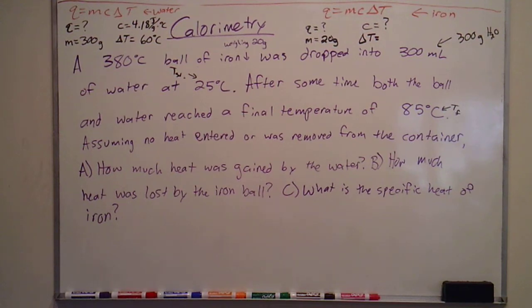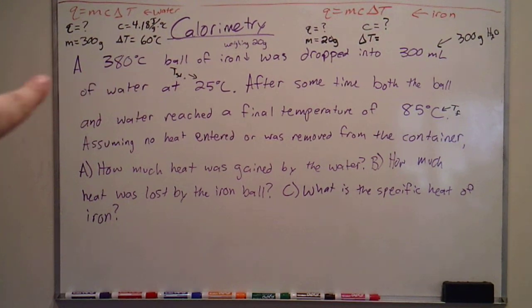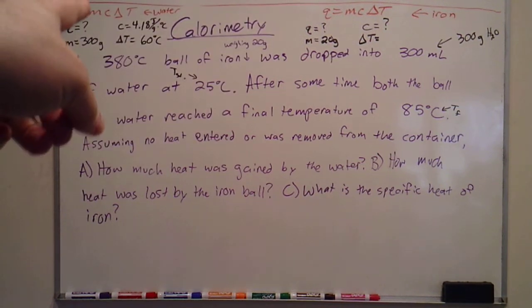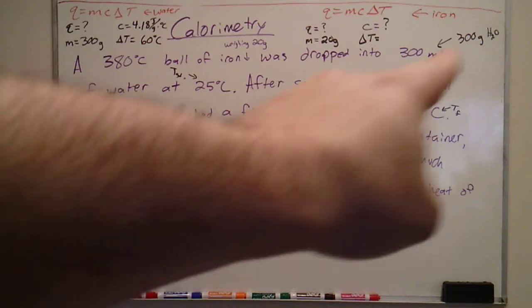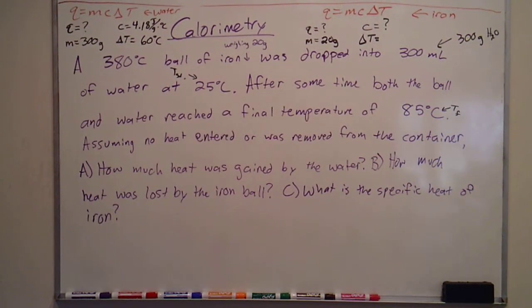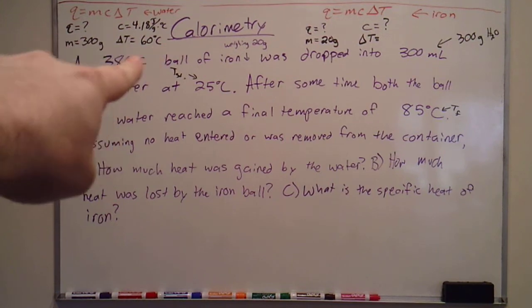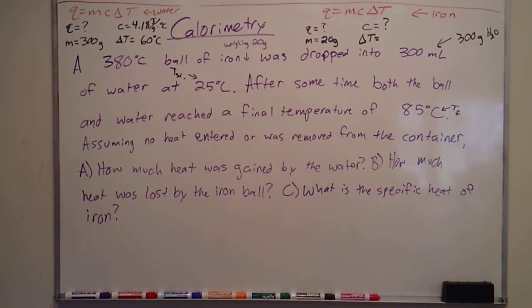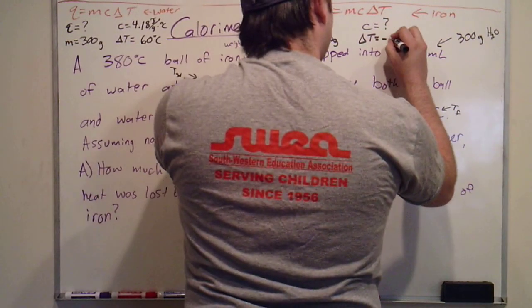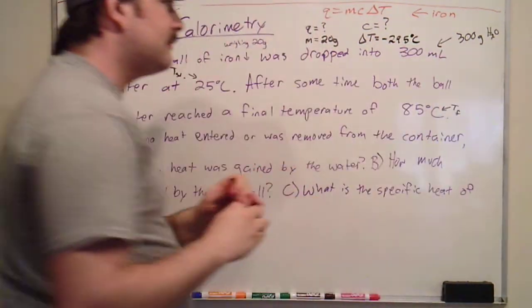Okay, your starting temperature for iron is going to be that 380. It says a 380 degrees Celsius ball of iron was dropped. Okay, then it drops to 85 because it says both the ball and the water reach that temperature. Okay, so if 85 is your final temperature and 380 is your starting temperature, it's going to be 85 minus that. It's going to be negative because you have lost heat. Okay, so in that regard, I believe it should be what, 295? Negative 295?